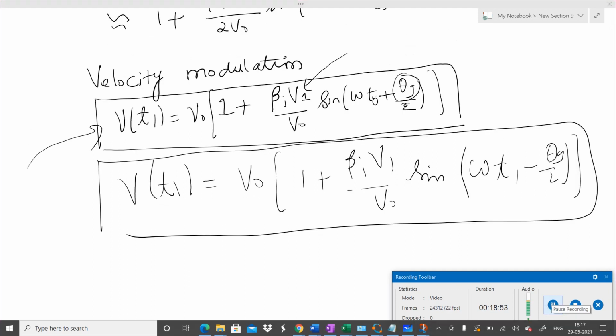Now in the next part of the lecture I will explain the bunching process. So this was the velocity modulation process, then the next will be the bunching process, and then finally after doing the analysis for both, we will get some idea of how the gain is achieved and how much is the gain. We get some quantitative relationships there.